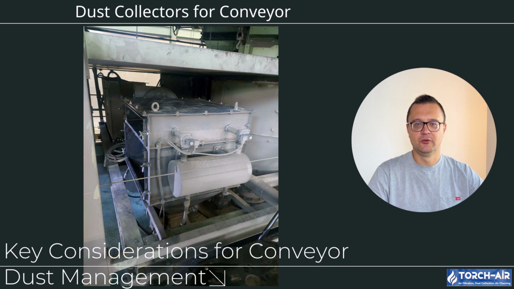Key considerations for conveyor dust management. When implementing dust control systems for conveyors, there are a few factors to keep in mind. A. Positioning of dust control systems. Ensure that dust control systems like hoods, covers, and filters are positioned directly over the areas where dust is generated. The closer the dust control system is to the dust source, the more efficiently it will capture the dust before it spreads.